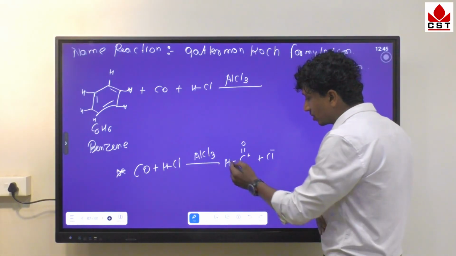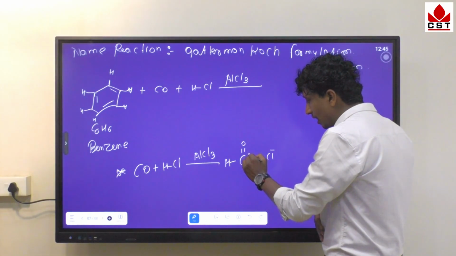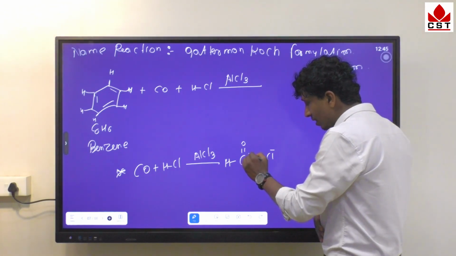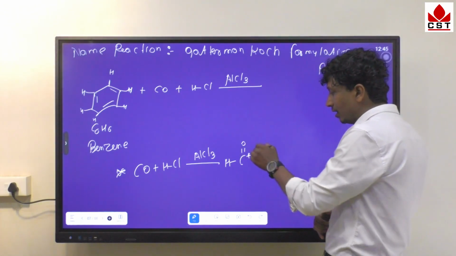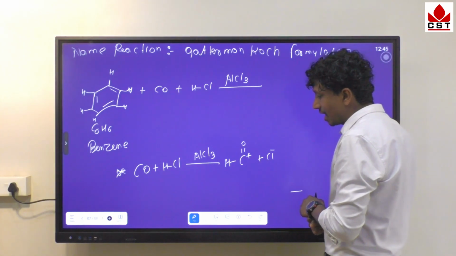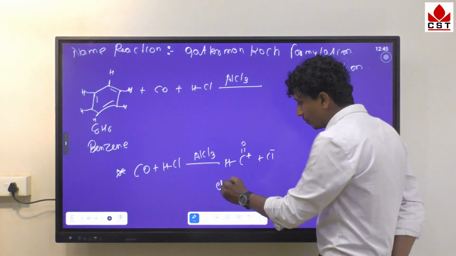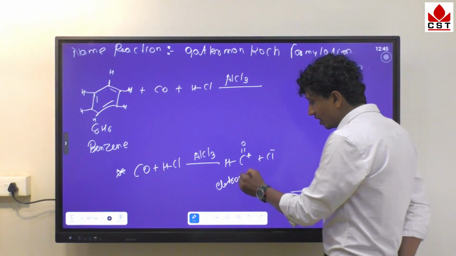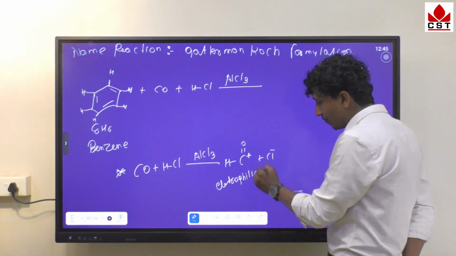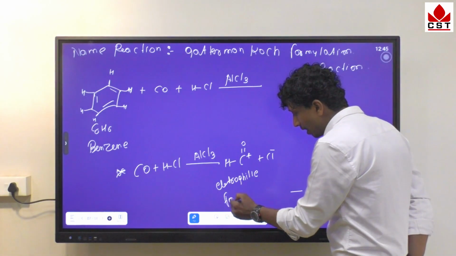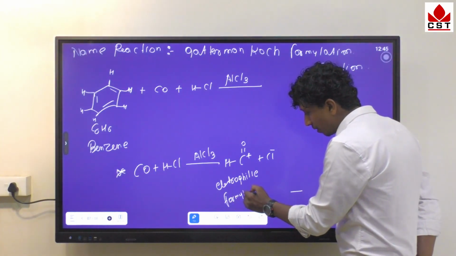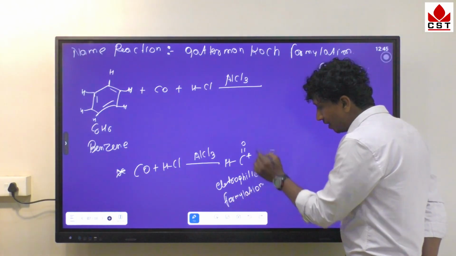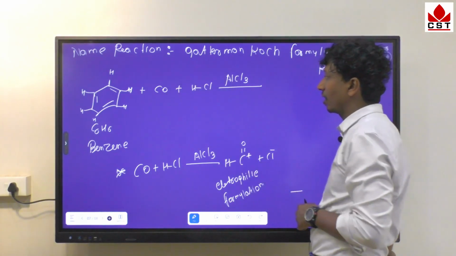Okay? In chemistry, in HC double bond OH, the valency of carbon is 4. When the carbon has less than 4, it acquires a positive charge. A compound that carries a positive charge is called an electrophile. Okay, it is a formyl group. A formyl group introduced into the benzene ring is called formylation.